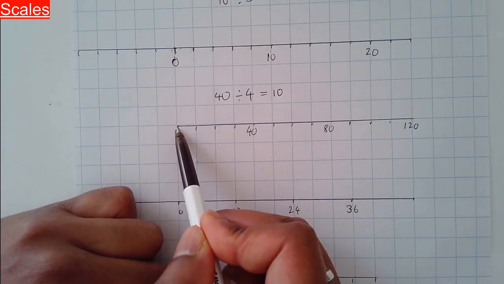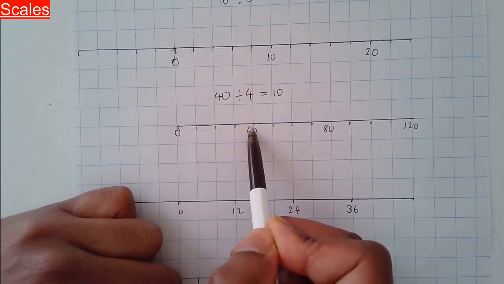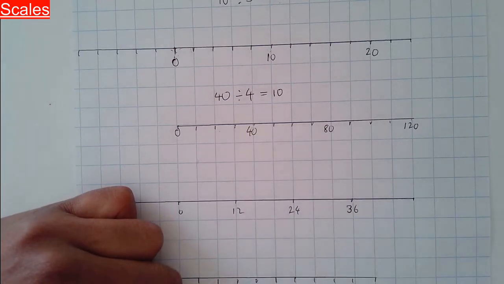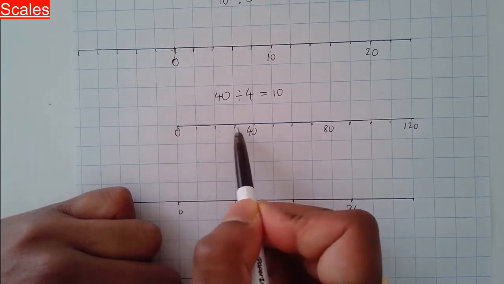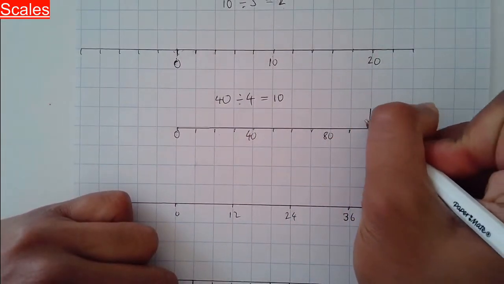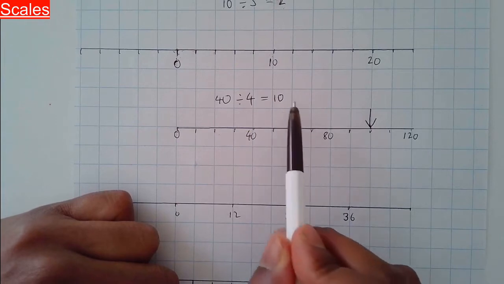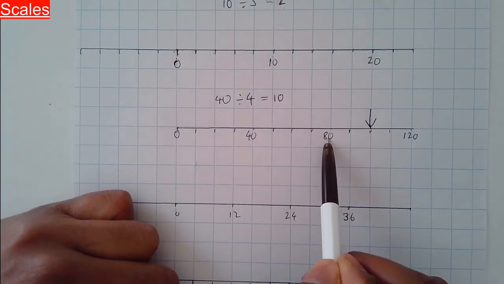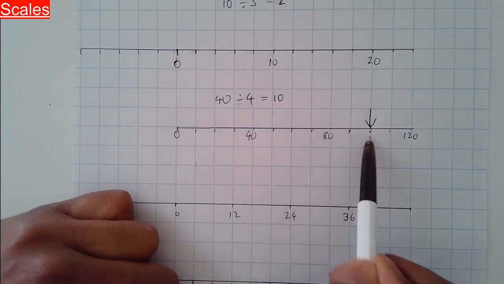Watch. Let's see if this works. 0, 10, 20, 30, 40, 50, 60, 70, 80. It does work. So these are going up in tens. So if I want to know what this number is, because I already know these are going up in tens, so that's 80, 90, 100. That would be 100.